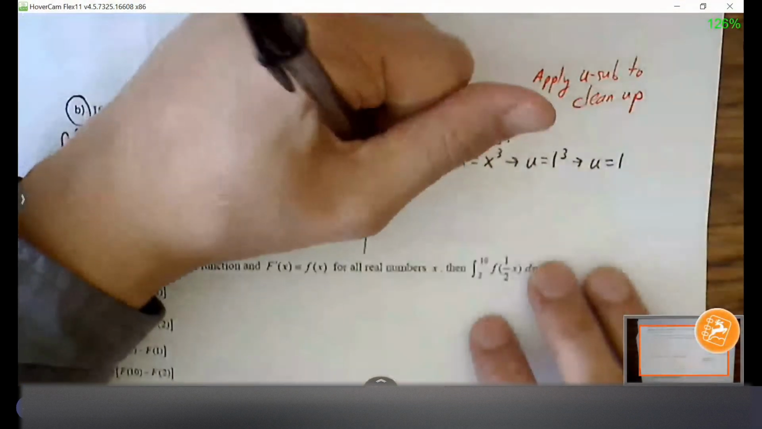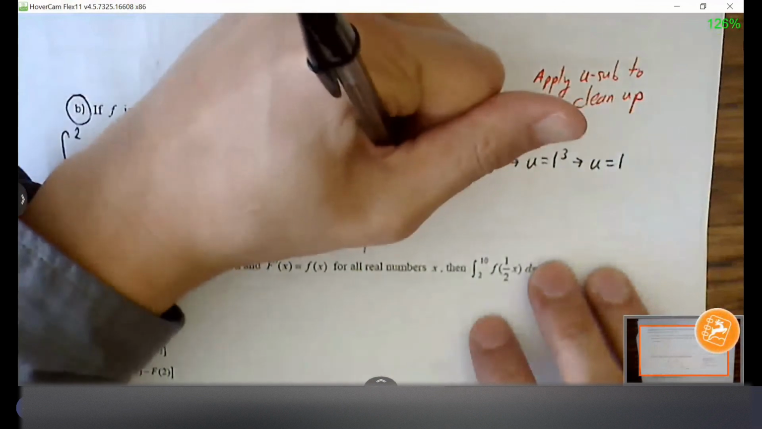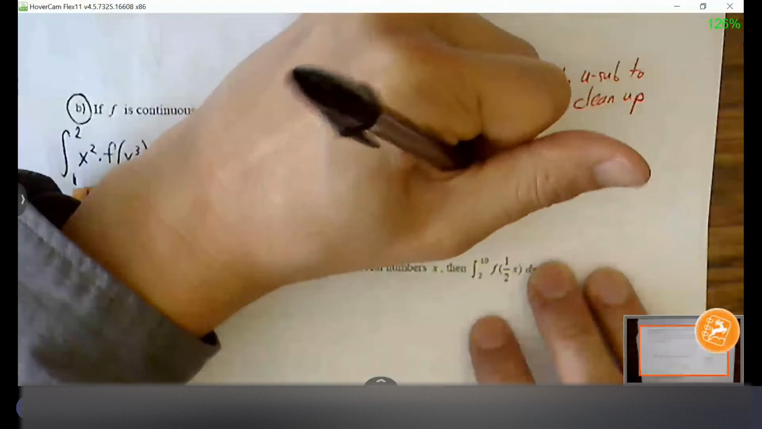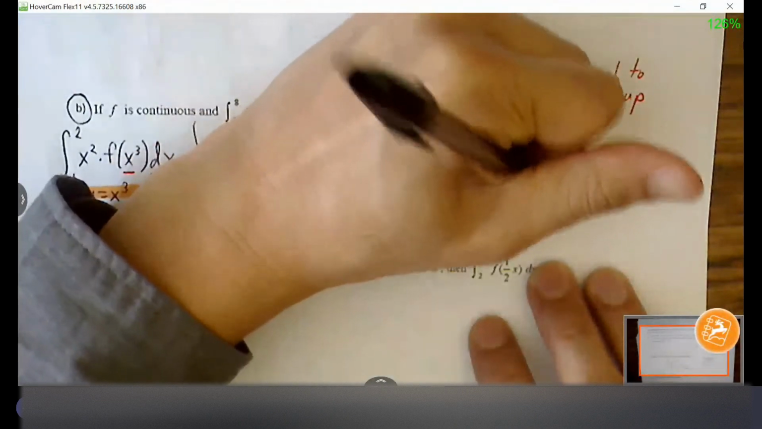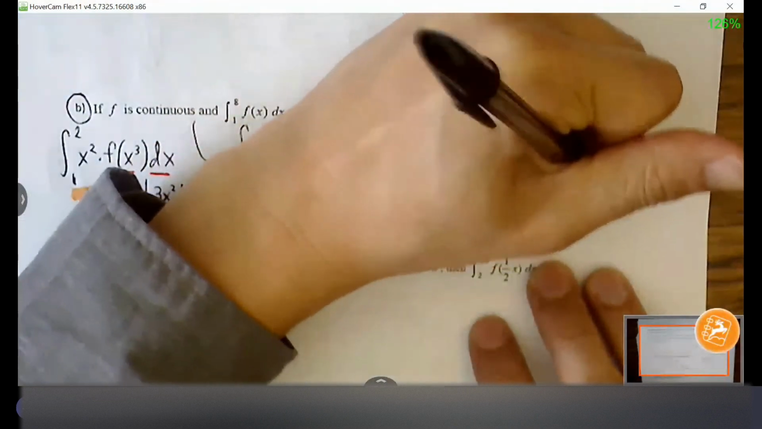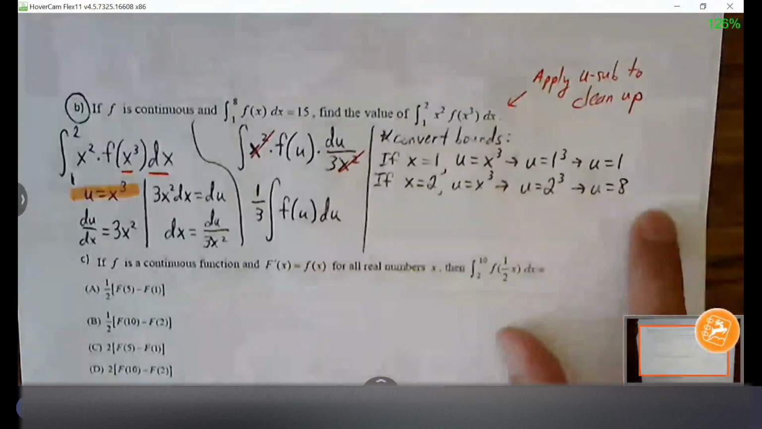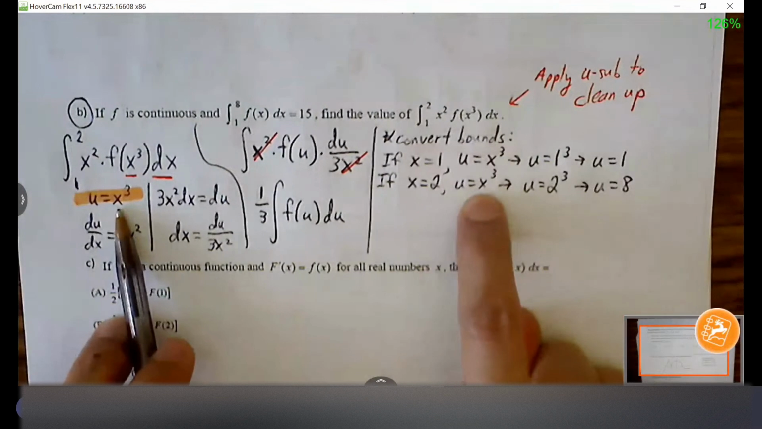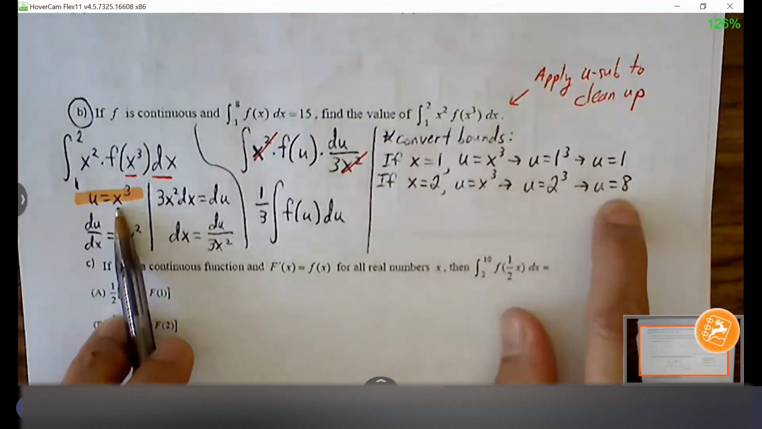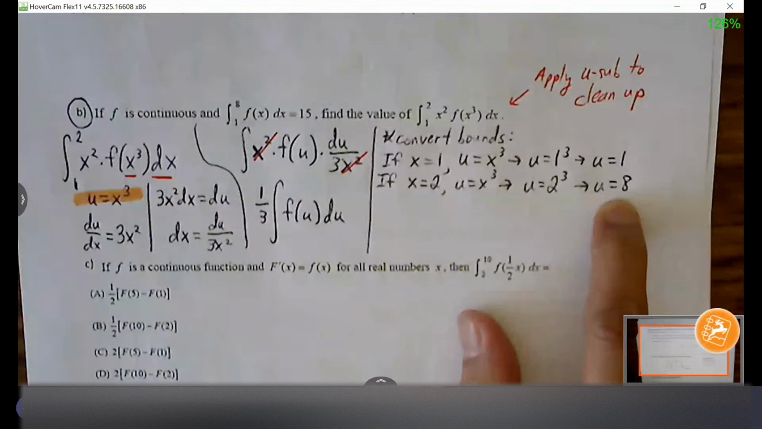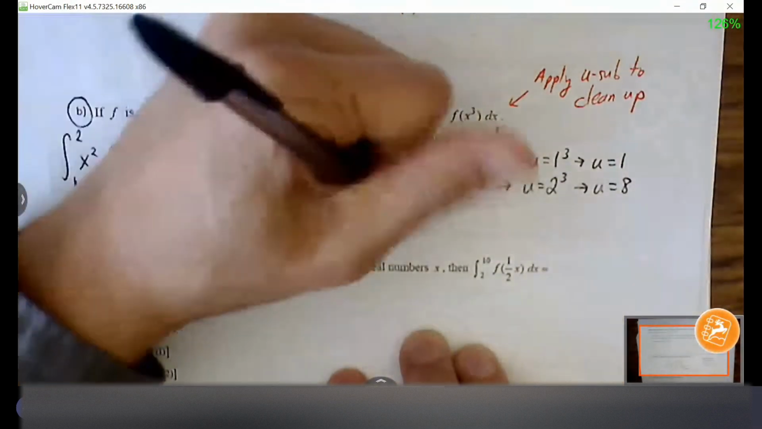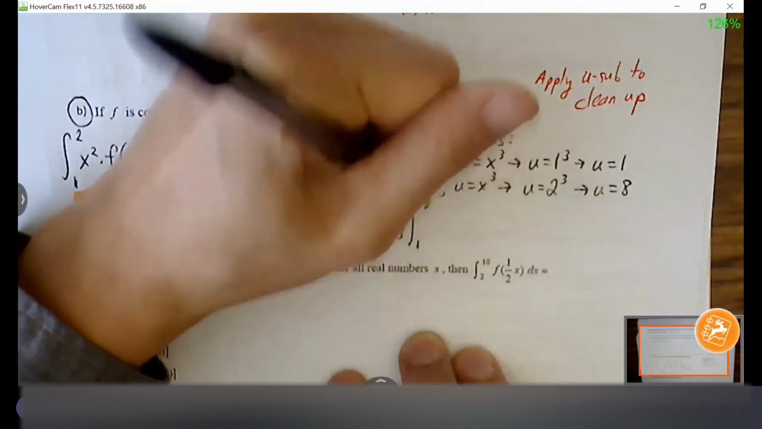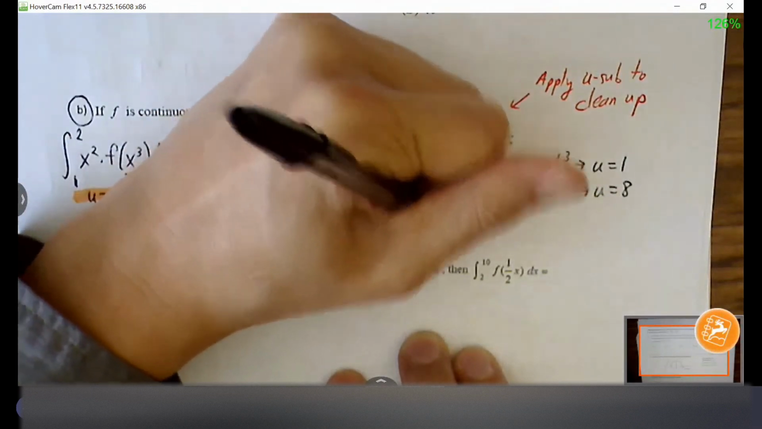My old upper bound was 2. Let's see what happens there. I pushed it through this conversion. 2 in for x, 2 cubed is 8. My new upper bound is 8. So now I'm going to rewrite my expression here: 1/3 definite integral from 1 to 8 of f of u du.